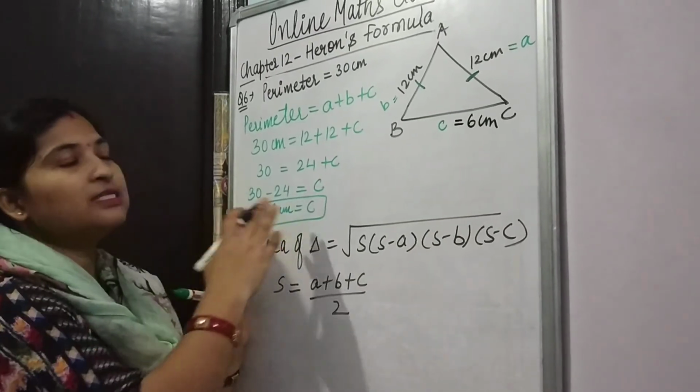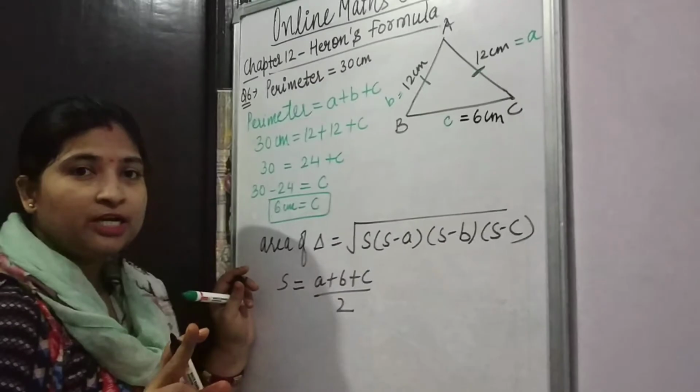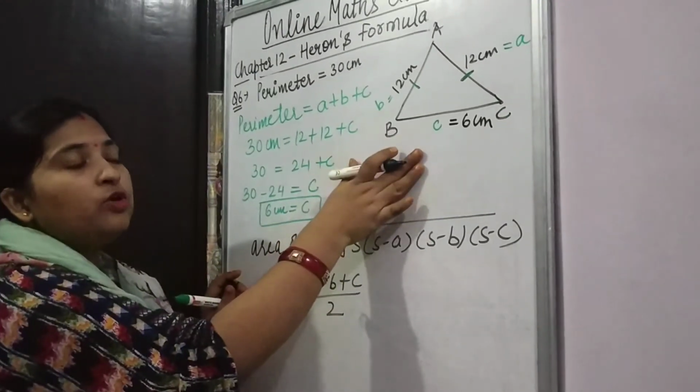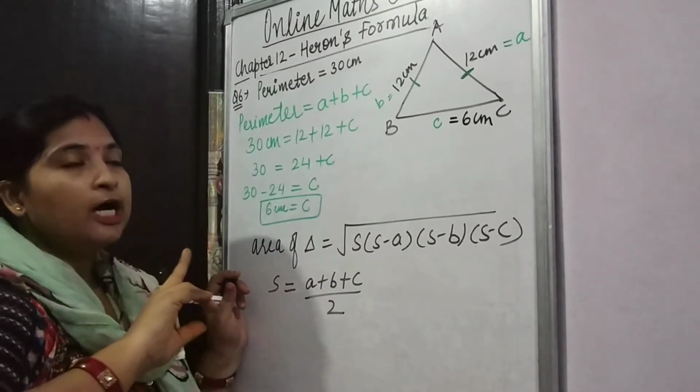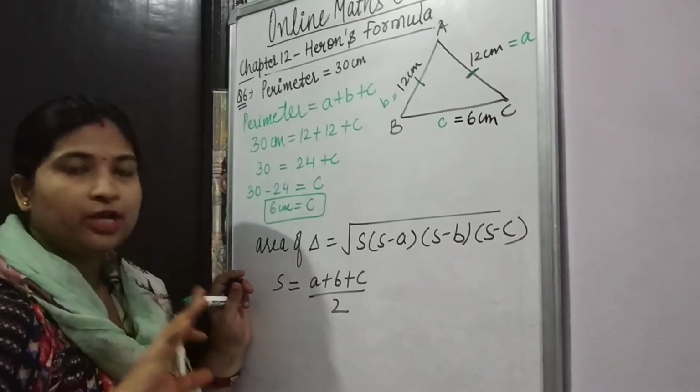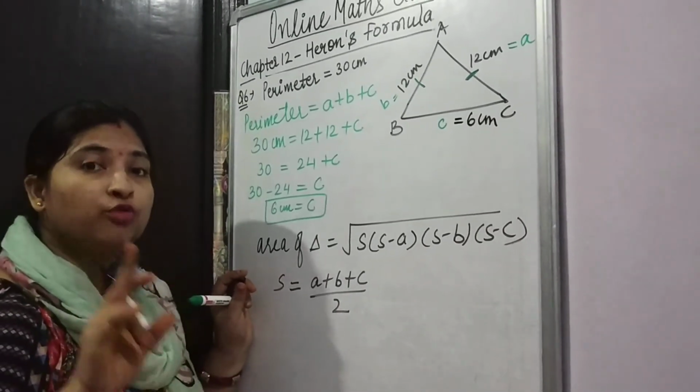By using this formula, you can very easily find the area of a triangle. Yes students, our exercise 12.1 is completed. This is actually the area of a triangle. In our syllabus, we have to do only the area of a triangle. We don't have to do the area of a quadrilateral.